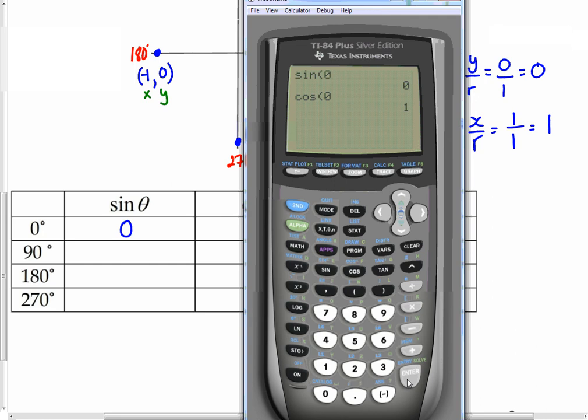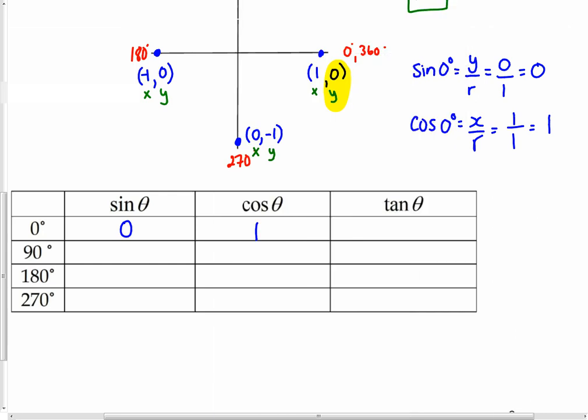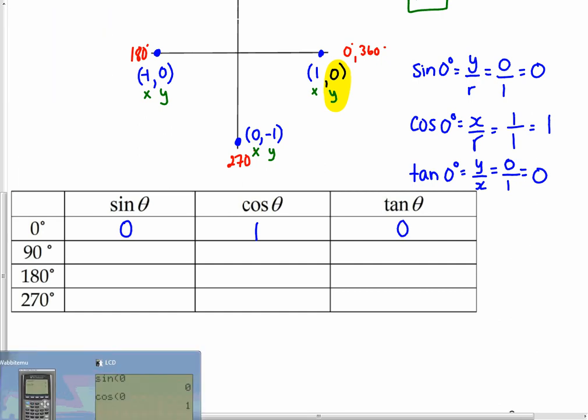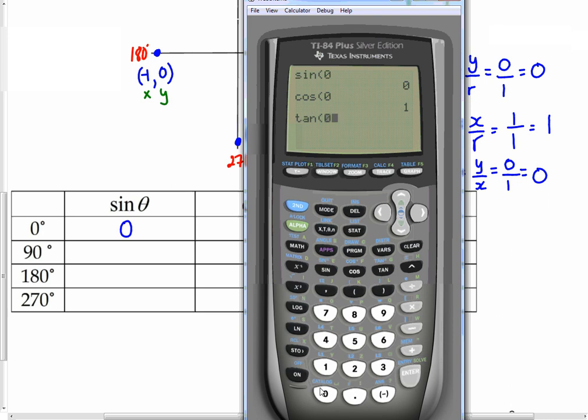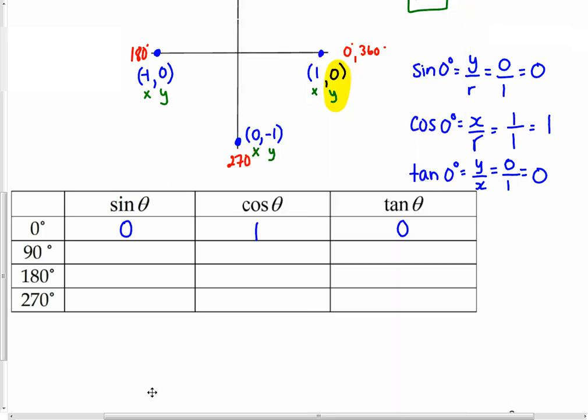Now, obviously, we could just type these in right now and figure out these ratios, but we're going to have to work backwards in the future. If we're given the ratio, we're going to have to figure out which angle it is. And that's where using this x over r is going to be really helpful, or y over r. Tan of 0 is the same thing as opposite over adjacent, or y over x. Y is 0. X is 1. 0 divided by 1 is 0. Is that true when you type that in? Tan of 0, does that give you 0? Yes. Good.